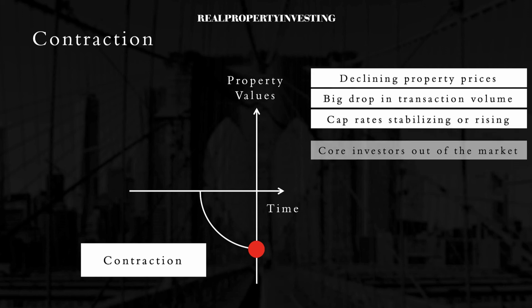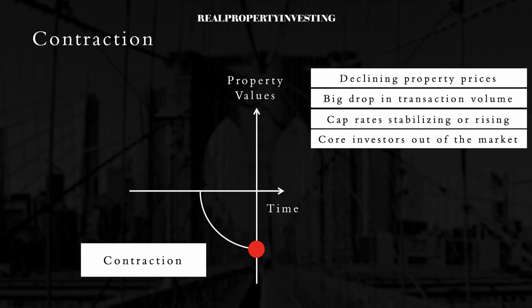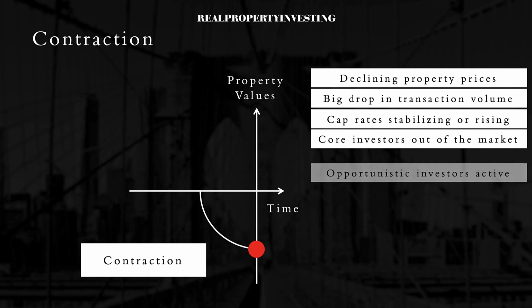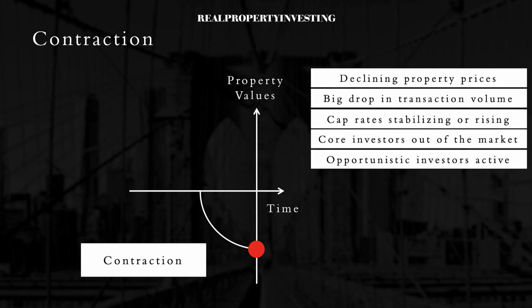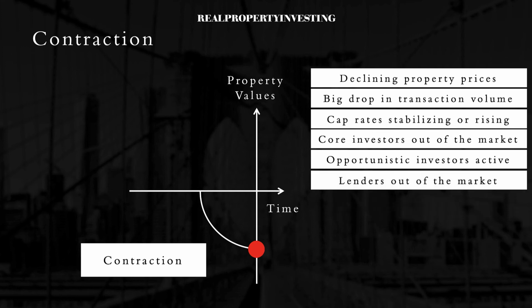This is the reason core investors tend to stay away from the market at this stage. But opportunistic investors, being the contrarians that they are, are actively pursuing deals and buying property. It can also be expected for lenders to be out of the market. Despite the attractiveness in pricing, returns may be short due to the limited availability of debt.